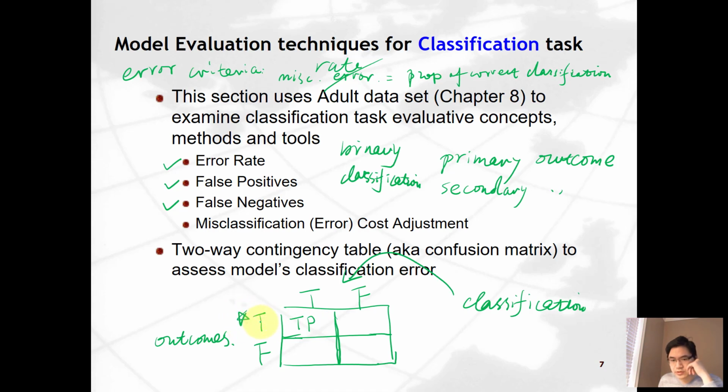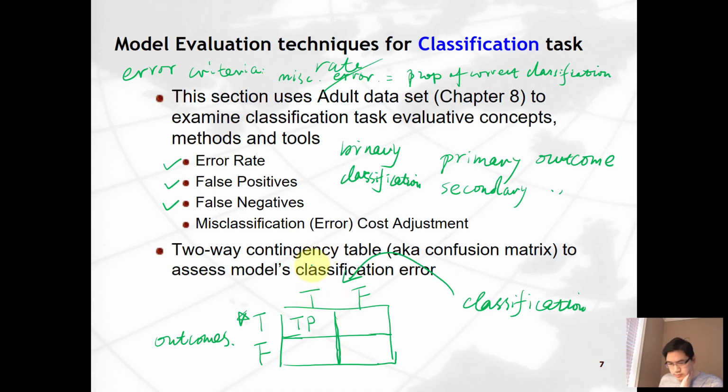Primary outcome is the true label. When the classification algorithm determines it also should be a positive case, it is a correct classification and it's a true positive. When the outcome is false, it's a secondary outcome, and the classification correctly determines it's a secondary outcome. It should be false. It should have a negative.